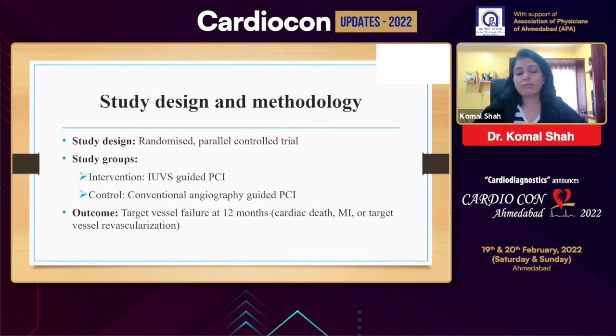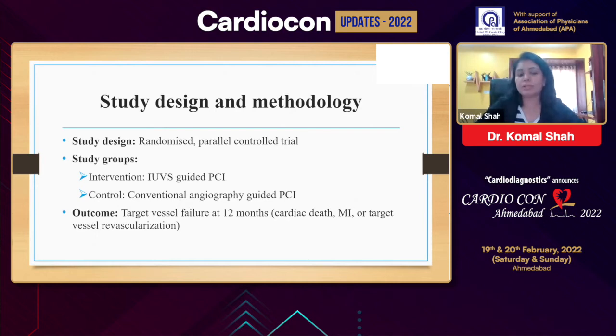Now we need to be really specific about the outcome that we want to assess for this particular research study. Here, the student wants to assess the outcome in terms of target vessel failure at 12 months. This has been further described in three indicators, where cardiac death, MI, or target vessel revascularization are considered.